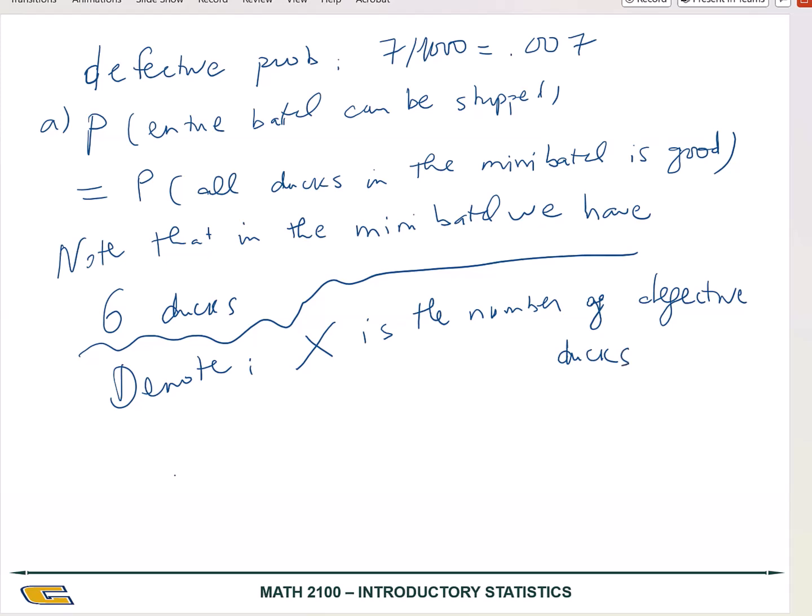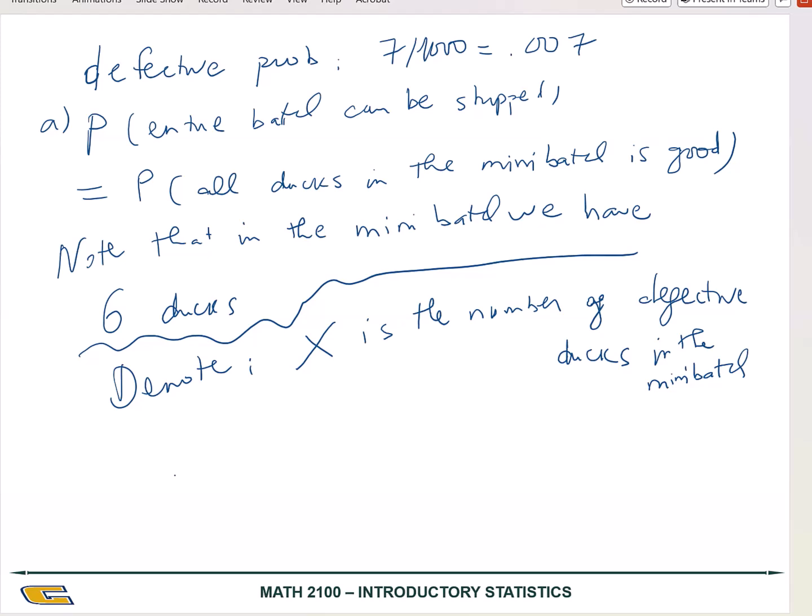So here the success means you get a defective duck in the mini batch, okay? Okay. So at a time, if you define X as the number of defective ducks in the mini batch, and you have 6 ducks in the mini batch, okay?